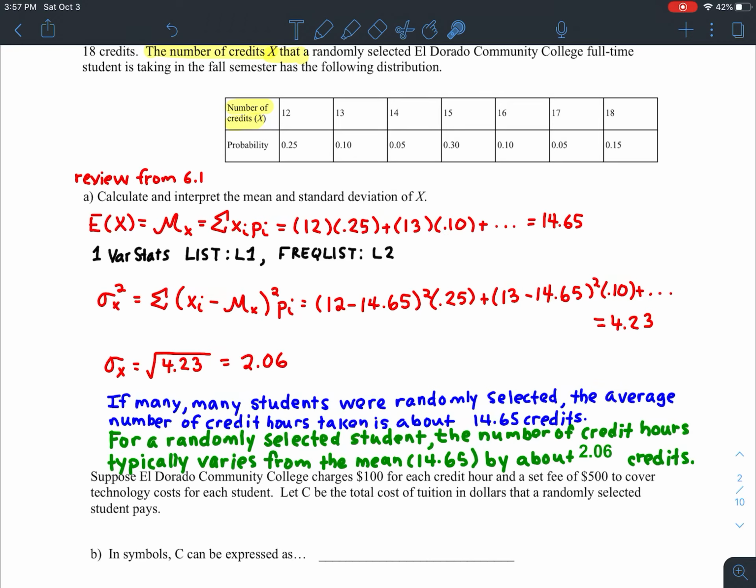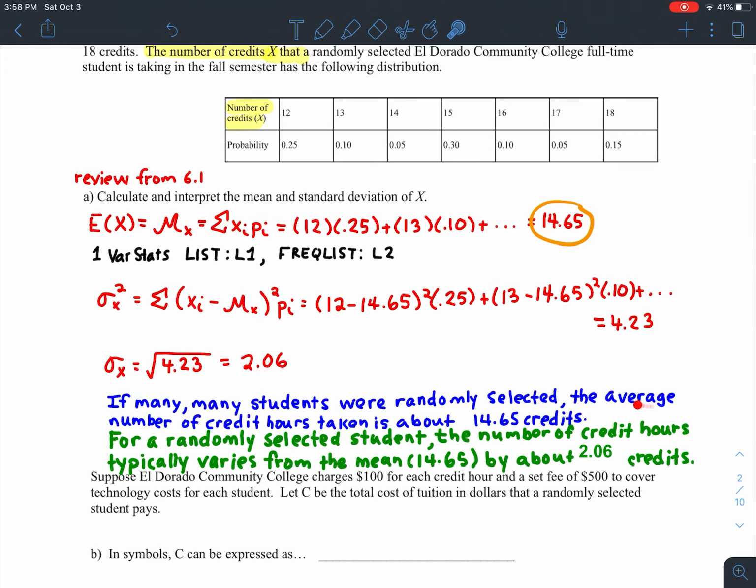Okay, in the last section, we had learned how to find the expected value, okay, which is the mean of your random variable. There's a formula on the formula sheet. We said you need to be showing those first few calculations, but then ultimately you can use one variable stat to get the mean, particularly helpful when you're trying to find the standard deviation. Okay, you would input these in L1, L2, and then you would grab this value from your screen to state what the standard deviation would be for the random variable X, number of credits.